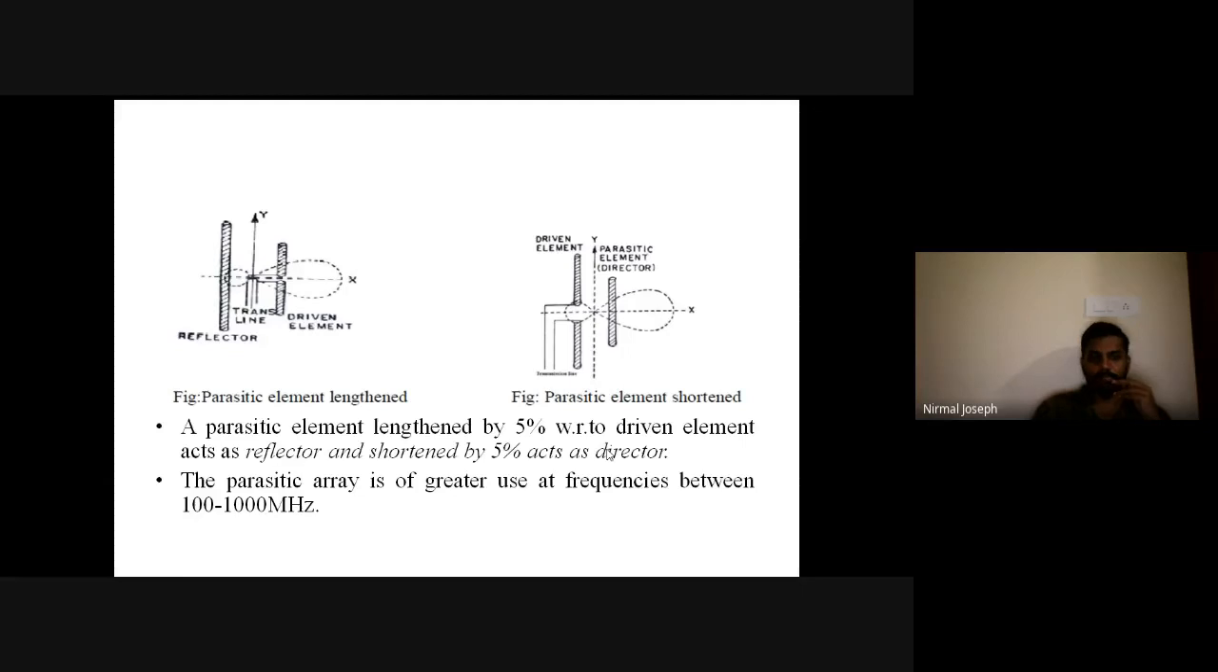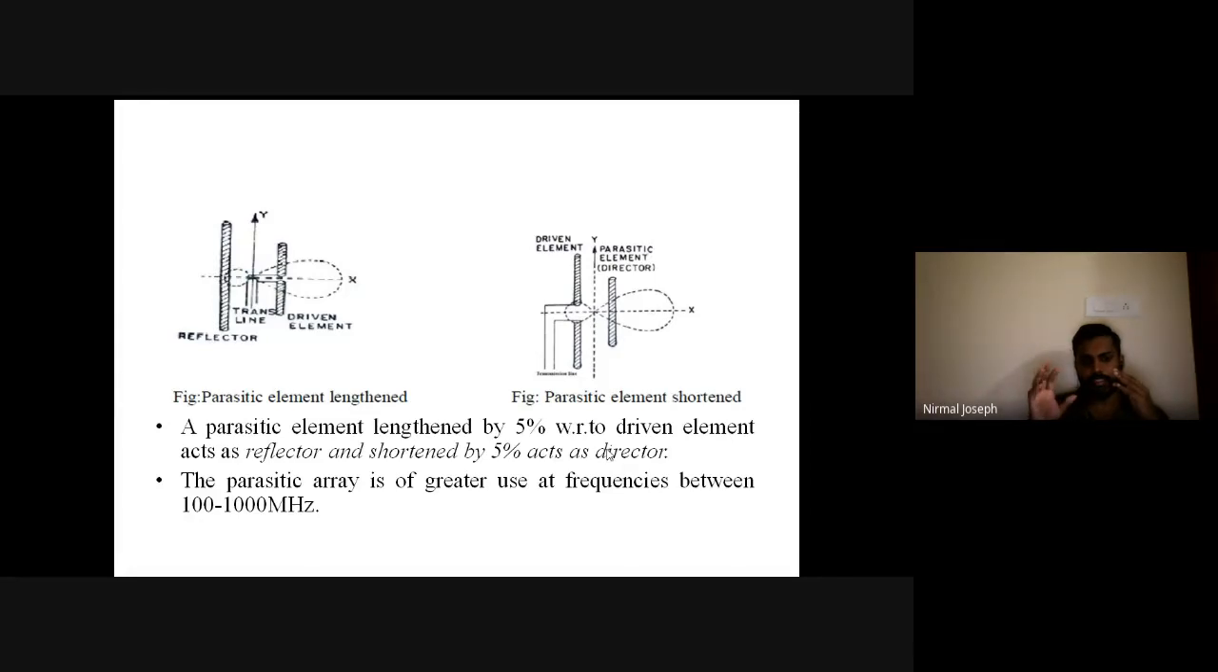So here we are just introducing the terms reflector and director. A parasitic element lengthened by 5% with respect to the driven element acts as a reflector, and shortened by 5% acts as a director. So what is basically a reflector and director? A reflector reflects the electromagnetic waves. In an antenna, so many elements will be there, and among those we can again classify into reflector and director.